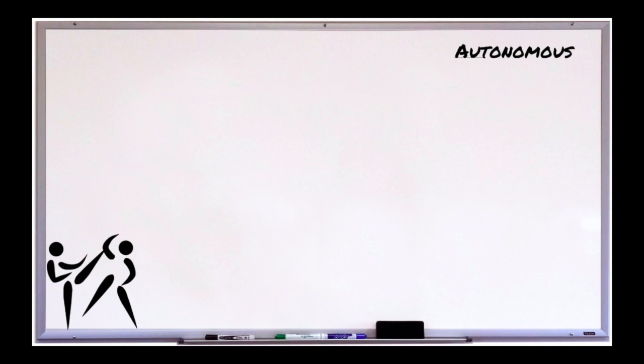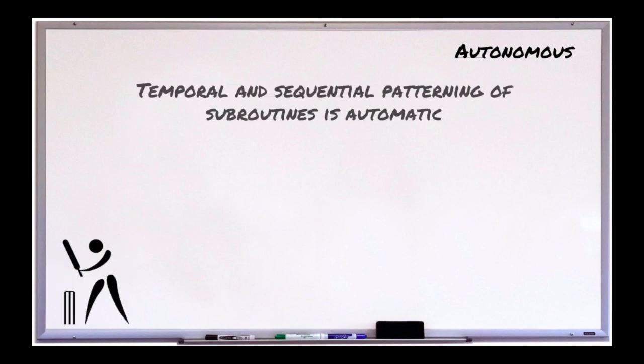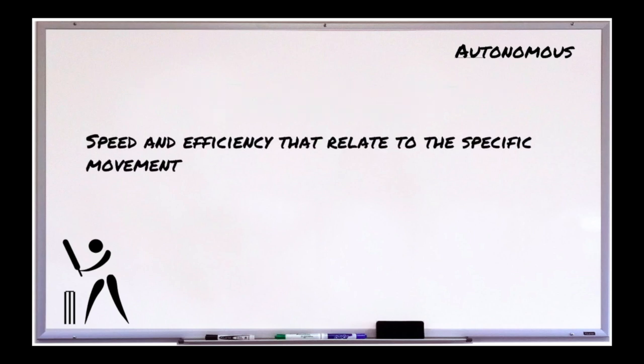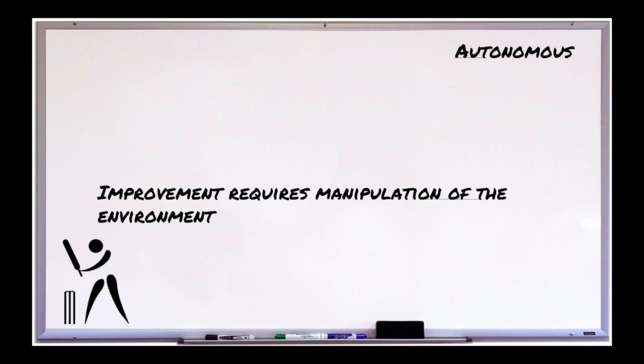For example, various weather conditions such as humid, hot, cold, or wet. The performer's movement has to have characteristic fluency as the subroutine sequence, and blend in aesthetically pleasing movements referred to as temporal patterning. The movement looks good because it's efficient, with muscle groups working in order and producing only necessary movements at required times. Speed and efficiency that relate to the specific movement is also important during the autonomous stage. Improvement requires manipulation of the environment to ensure the skill is able to be reproduced under various conditions.